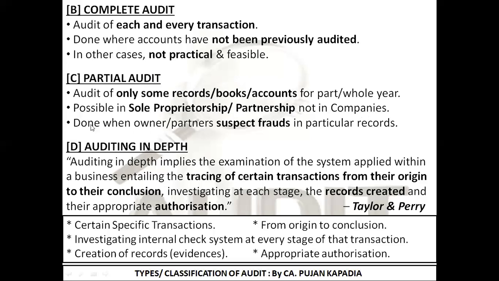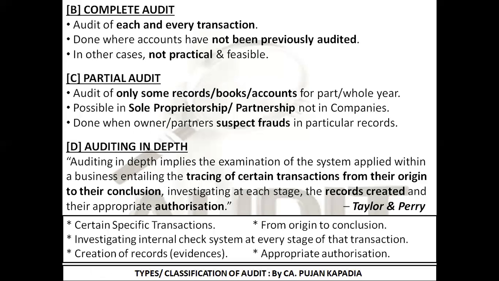The third one is, it is done when the owner or partners suspect fraud in particular records. I feel personally that there are certain frauds which are done by the cashier, and I have a doubt that there may be some manipulation in my accounts. Then I'm going to ask the auditor to examine those particular records or the particular cash book only. I'm not going to tell him to go and audit each and every book of accounts. So when I'm suspecting any kind of fraud as an owner of the business, I may get my books of account audited, but only up to that limited area, limited scope.